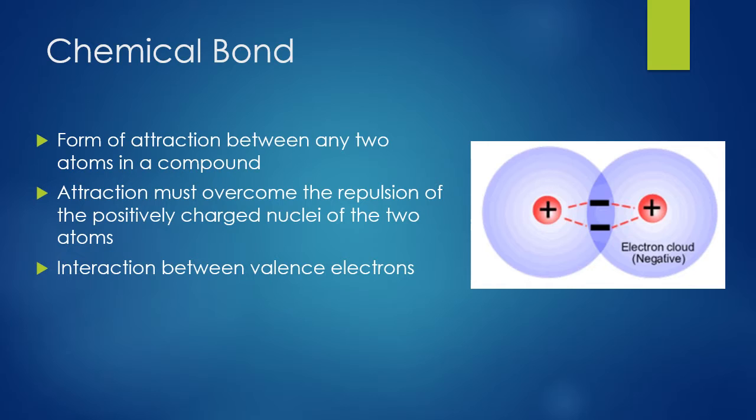In Chapter 2, we focused a lot on valence electrons. Valence electrons were the electrons in the outermost shell of an atom. These are the electrons that are available for bonding. A chemical bond, by definition, is interaction between these valence electrons. This could be through transfer of electrons, or it could be through sharing, as shown in the picture here.